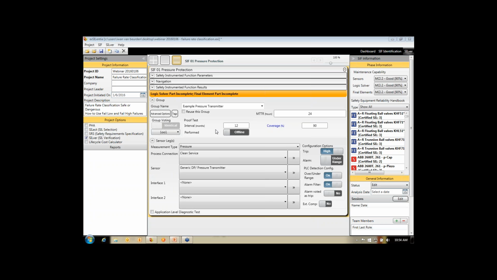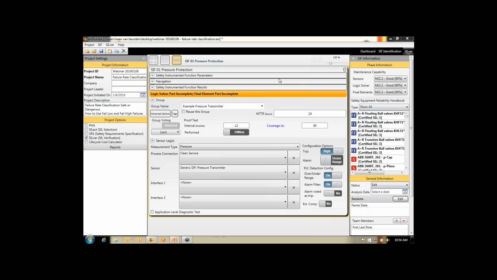All right, there's another selection here that I didn't talk about, and that's in the SIL screen here that you may see at the bottom. There is a selection that is called external comparison. External comparison is another selection that we allow you to make in the tool to account for the comparison of two or more transmitters that are measuring the same value.